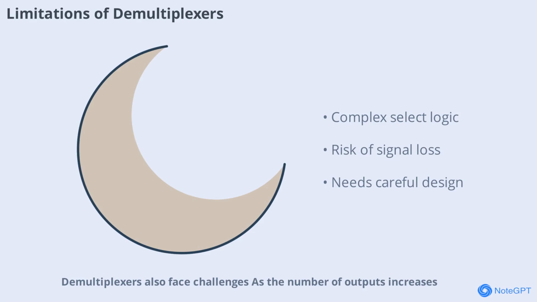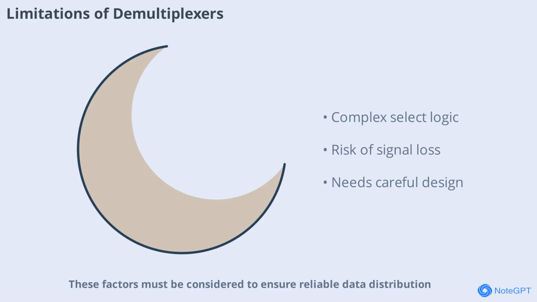Demultiplexers also face challenges. As the number of outputs increases, the select logic becomes more complicated. There's also the risk of signal loss or interference if the circuit isn't designed properly. These factors must be considered to ensure reliable data distribution.